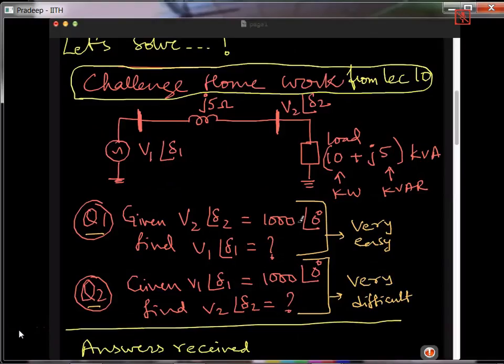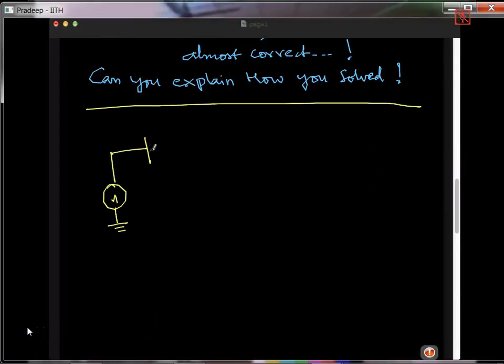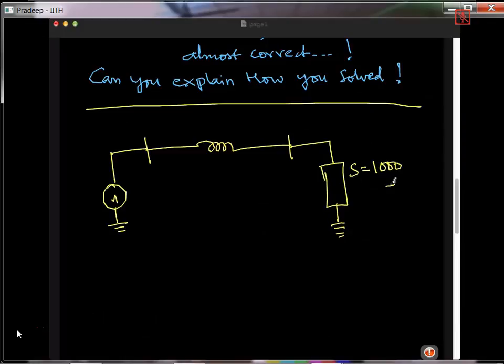We draw the circuit once again, or I'll just copy this. Then there is a bus bar, then there is an impedance, then there is another bus bar, and then there is a load. So the load is 1000 plus j500 volt amperes.